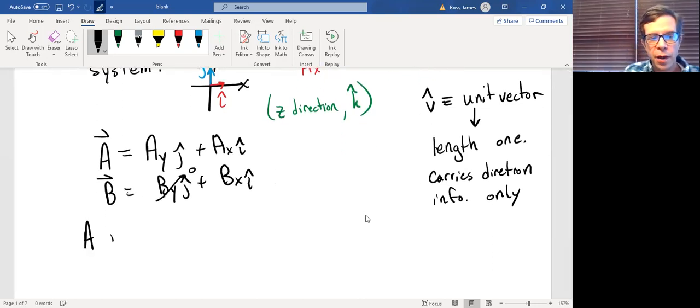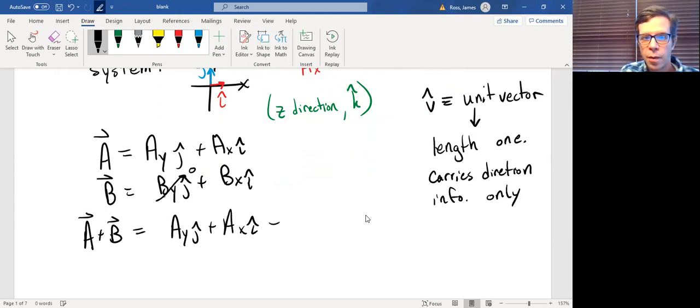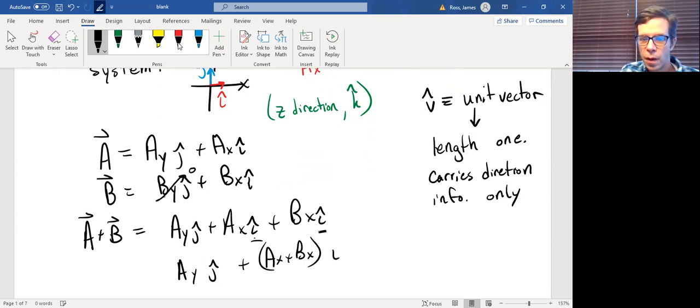And now if we want to add vector A and vector B, we can just add those together. AY J plus AX I plus BX I. All right, so now we'll group things with common direction. And we can say AY in the J direction plus AX plus BX in the I direction. And this is how you add vectors by components.